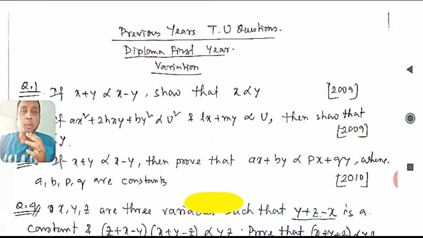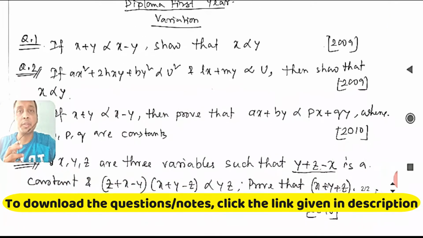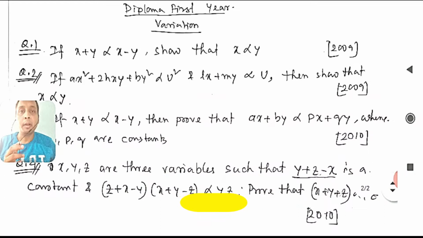Okay students, welcome you all to this new lecture on variations. Today we will be solving previous year Tripura University questions for diploma first year on variations. There are 4 questions until now: 1, 2, 3, 4. Okay, then let's solve this.